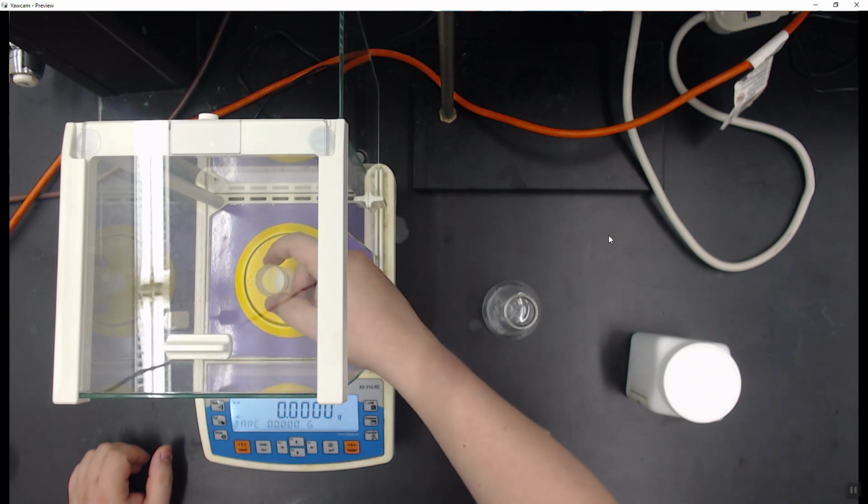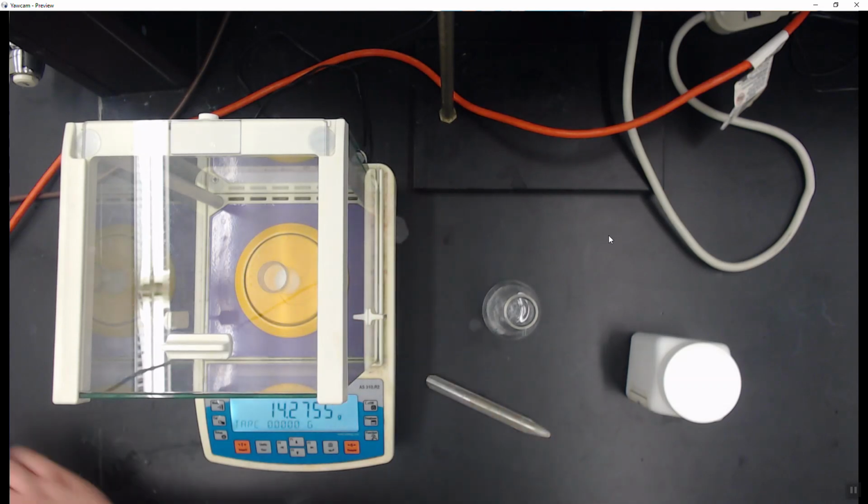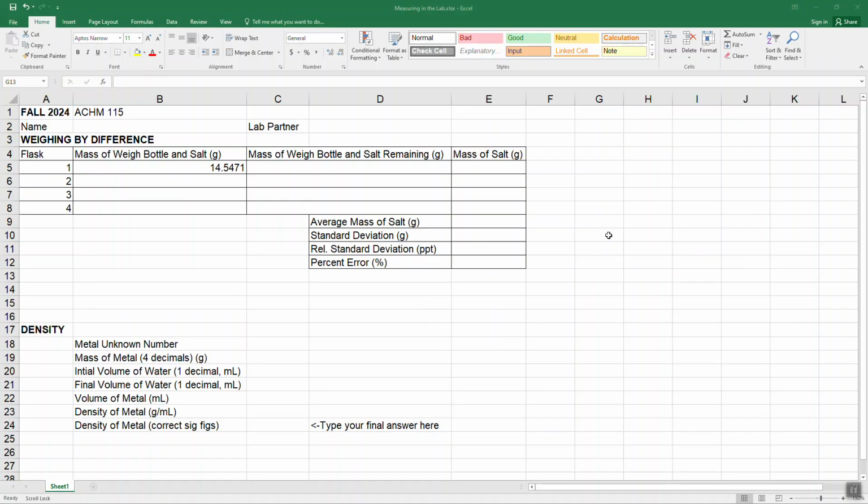back on the balance. Close the door, and we type in our figure, 14.2756. Okay, we said we wanted about 14.2971, so that's pretty close. It doesn't have to be exactly 0.25. You'll be here all day if you try to do that. So this is close enough.